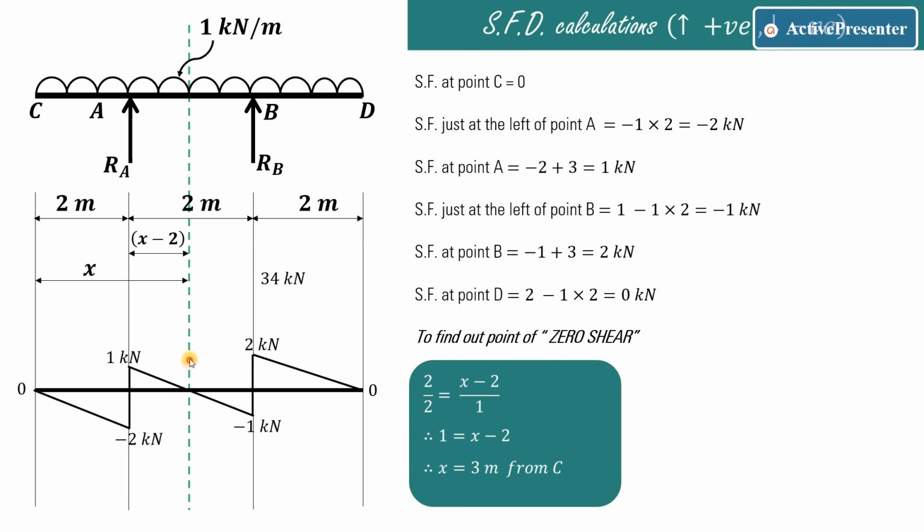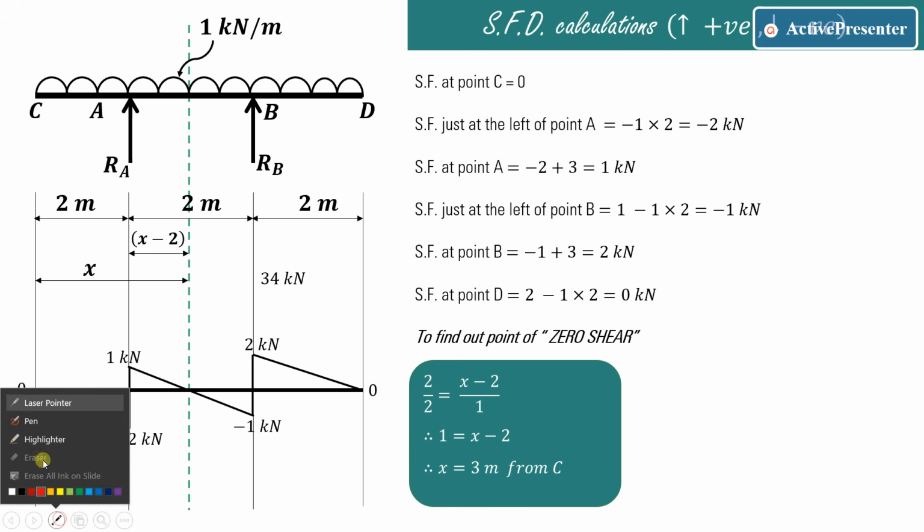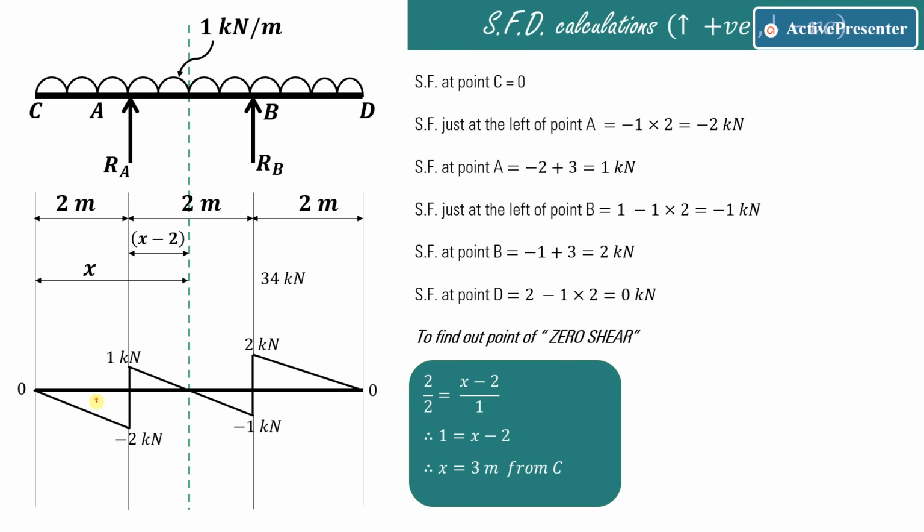We have extrapolated this particular line so that we can find the distance x over here. So we'll take into consideration these two right angle triangles. You can see this is the first triangle, and this is the second triangle that we'll take into consideration. The base of this particular triangle is nothing but 2 meter. So it is 2 divided by its height, which is also 2, that we have written over here.